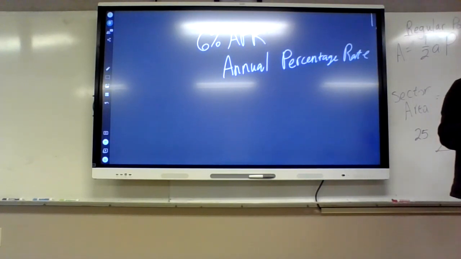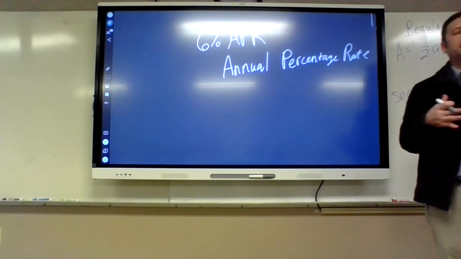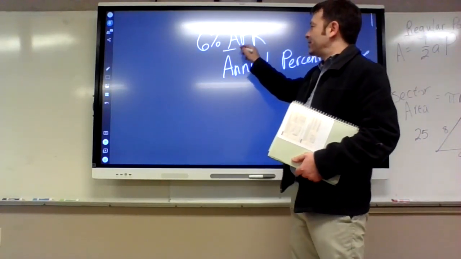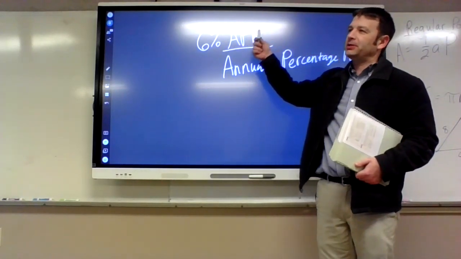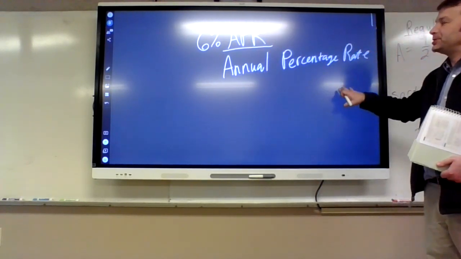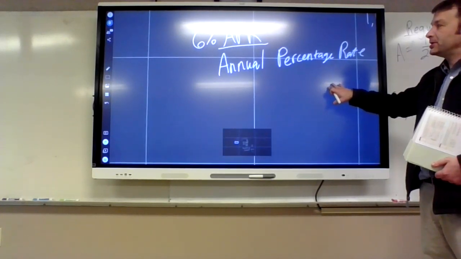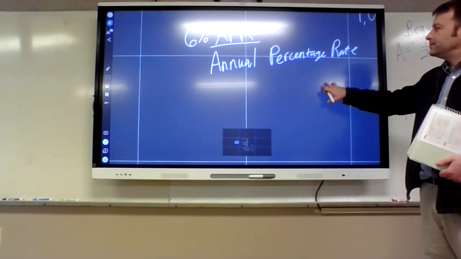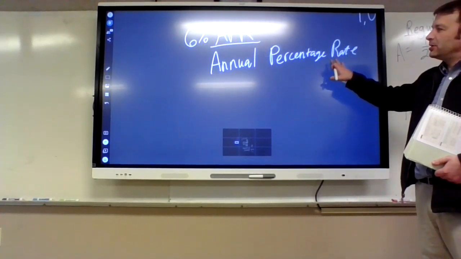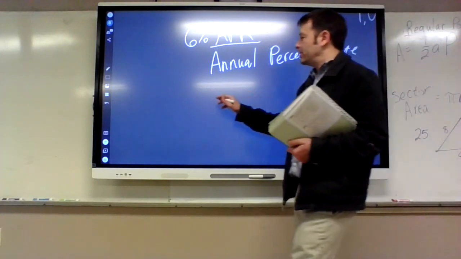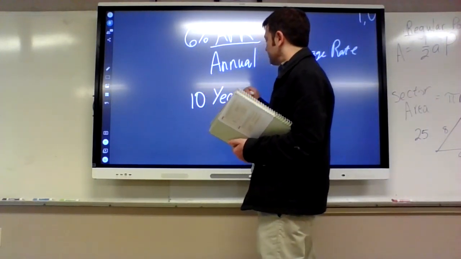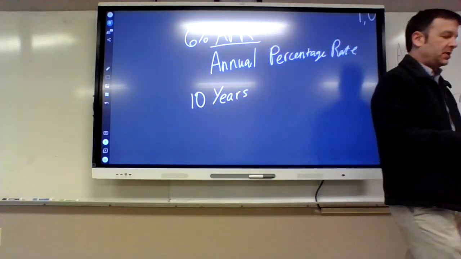So you're going to get 6% per year. If you've seen a credit card commercial, they'll say something like 6% APR. That tells you how much you have to pay the credit card company. It also says that we're going to be paying for 10 years. 6% for 10 years.